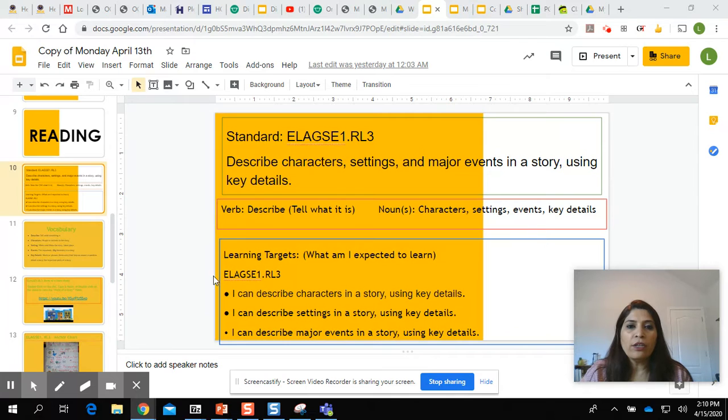All right. Our learning target is: I can describe the characters in a story using key details. I can describe the settings in a story using the key details. And I can describe major events in the story using the key details. Our lesson today is going to focus just on character. We are just going to describe what the character is. I am not going to read the story, but first we have to understand what a character is. That's all we're going to do for today: learn what the character is all about.